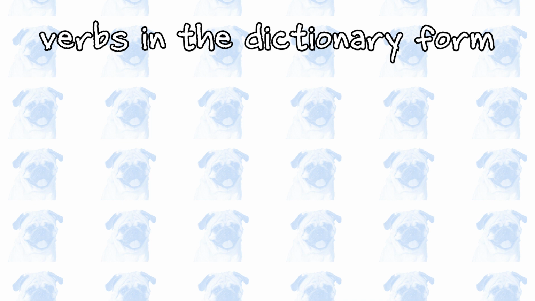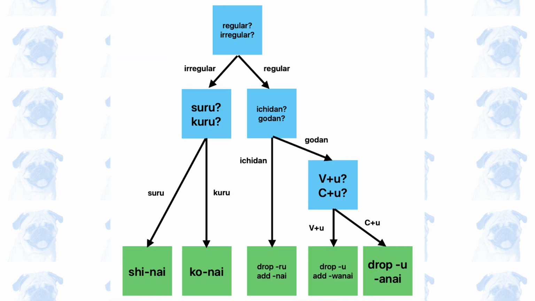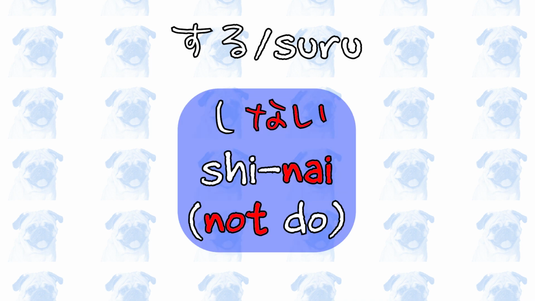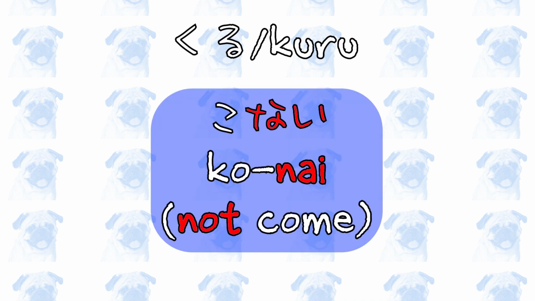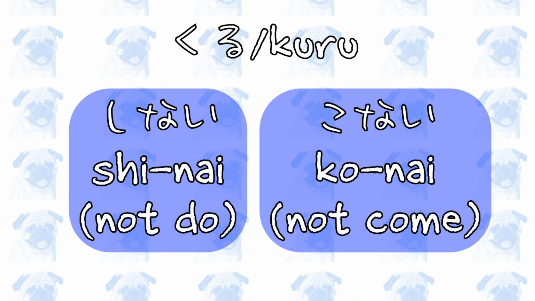To convert a verb into its nai form, follow this decision tree. Step 1. Is the verb an irregular verb? The nai form of suru is shinai. By extension, the nai form of any verb that ends with suru is naninani shinai. The nai form of kuru is konai. These verb forms must be memorized.